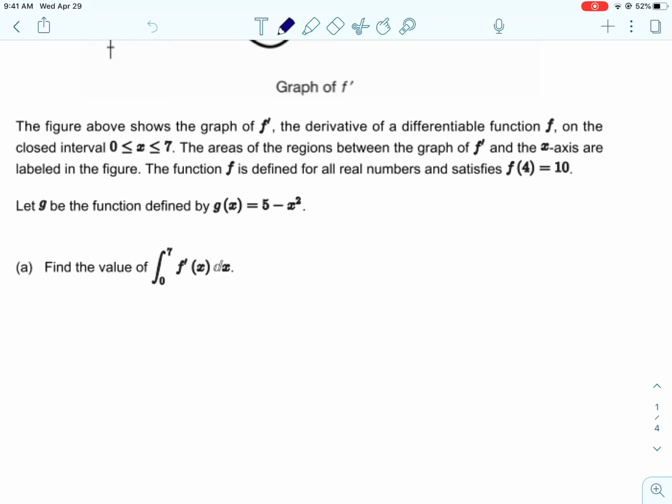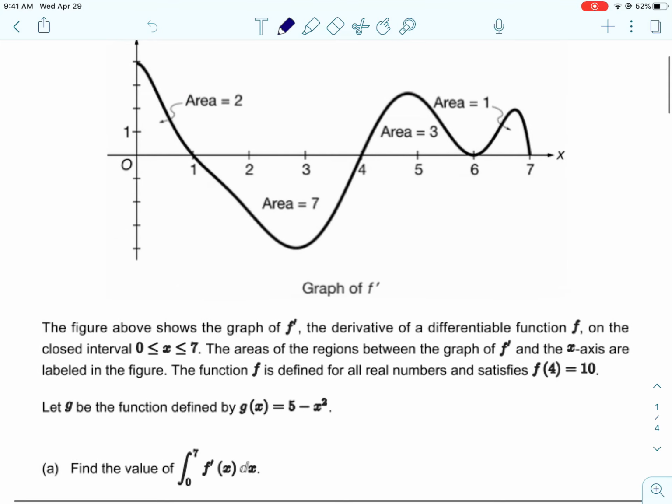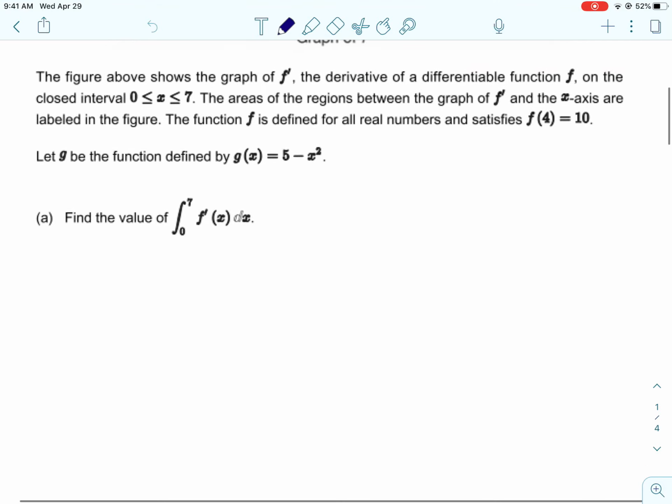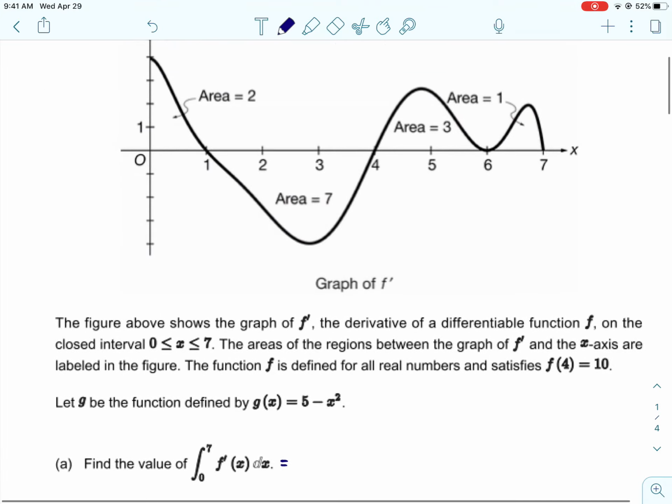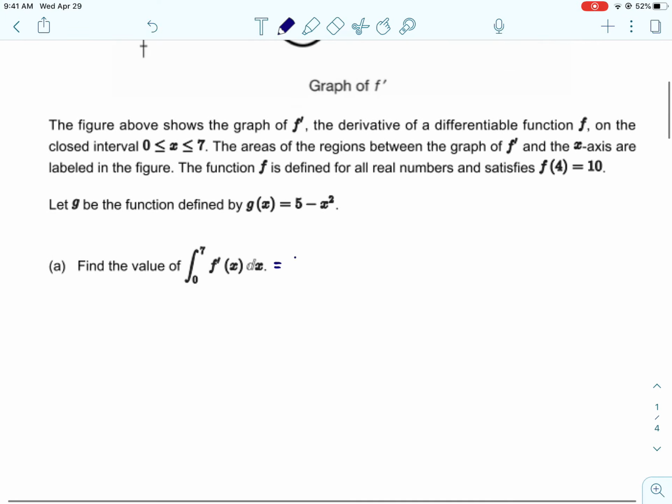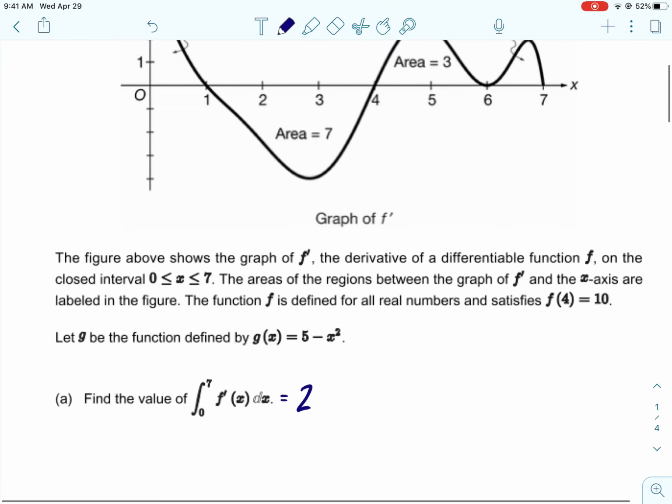So for A, we want to find the value of the integral from 0 to 7 of f prime of x dx. And so this is the accumulation function. When we have the integral of an f prime, we're just accumulating areas. So any area that's above the x-axis, we are going to add, and any area that is below the x-axis, we are going to subtract.